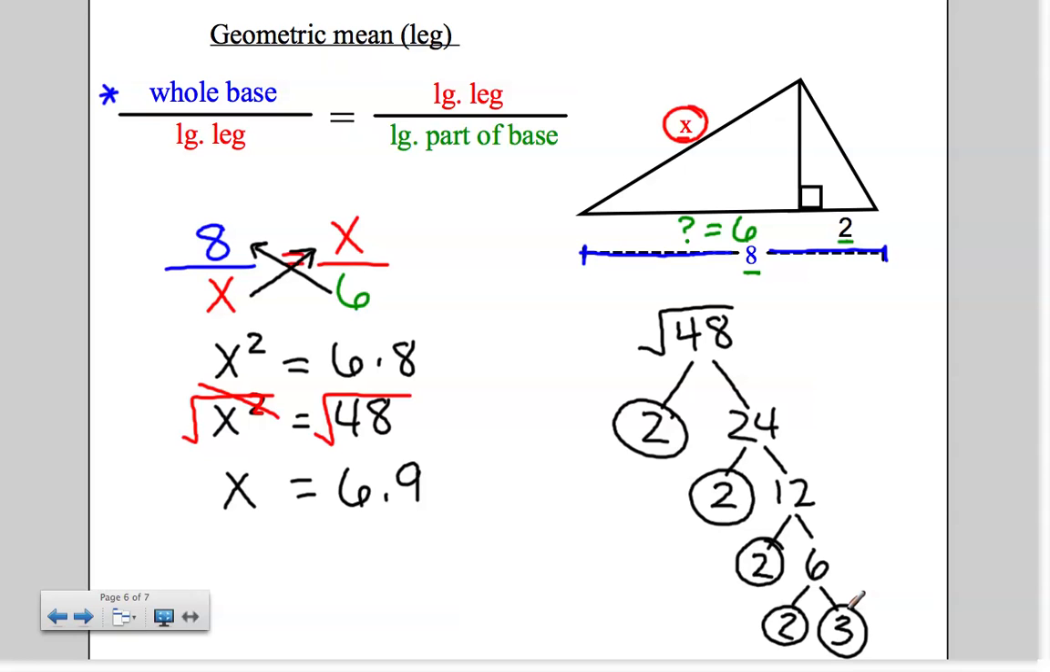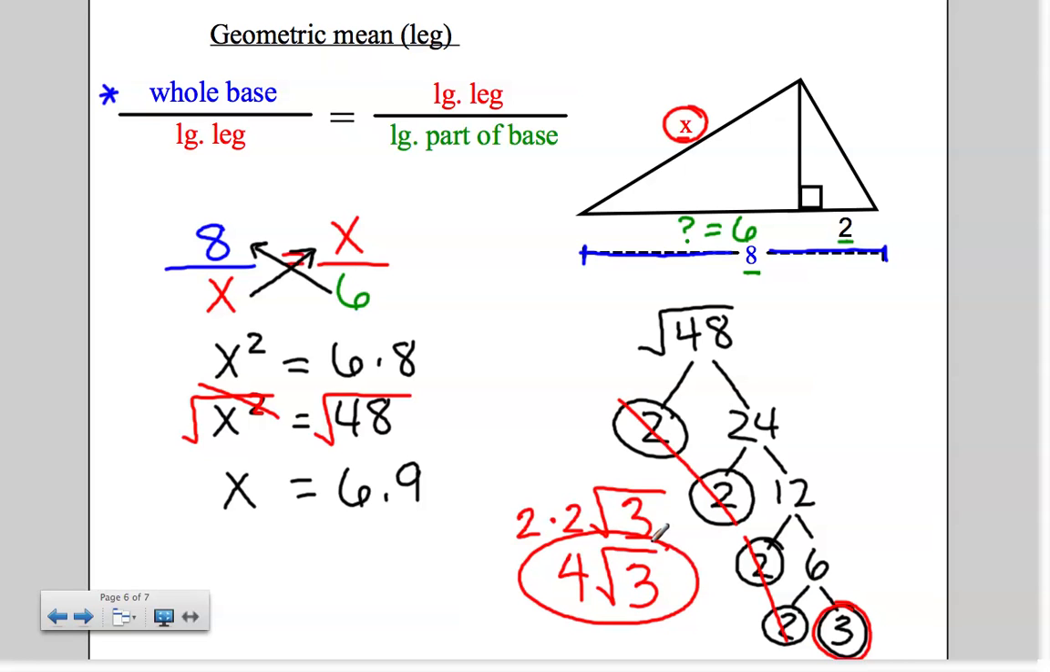Now that I can't break it down anymore, I'm going to look at all of my prime numbers. Every time I have 2 of the same number, I'm going to cross them out and pull it out to the side. In this case, I have a group of 2's. I have another group of 2's, so I'm going to multiply that by the other 2 that I have. 3, however, is by itself and it doesn't have a partner, so 3 has to stay inside the square root sign. Now all I do is what it says. 2 times 2 is 4, square root of 3. So this is your answer in radical form.